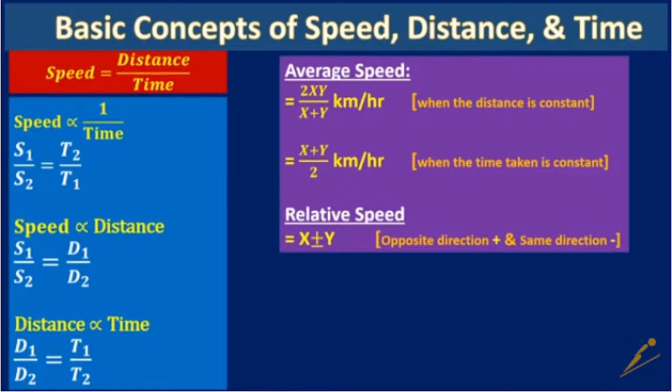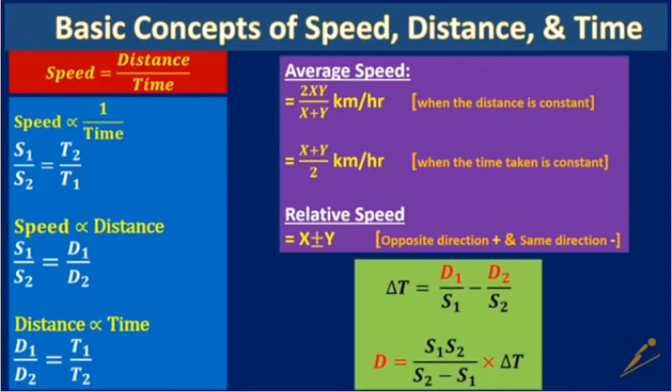The total difference in time for two journeys for given two different speeds for traveling certain distances is del t equals d1 by s1 minus d2 by s2. When the total difference in time for two journeys and two different speeds is given, the distance d is equal to s1 s2 divided by s2 minus s1, into del t.